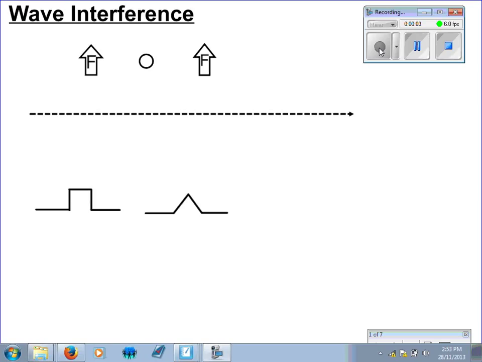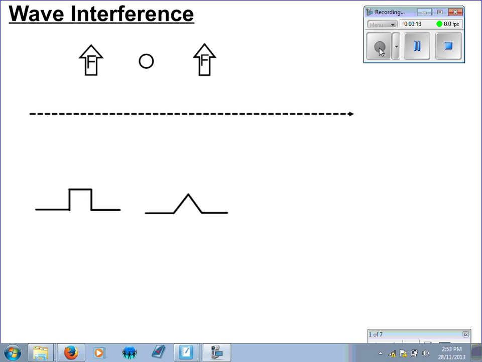So this lesson is on the concepts under sections 9.1 and 9.2. We're going to talk about wave interference first, and then we're going to lead into standing waves, which is the end of 9.2. First thing is a conceptual idea here.